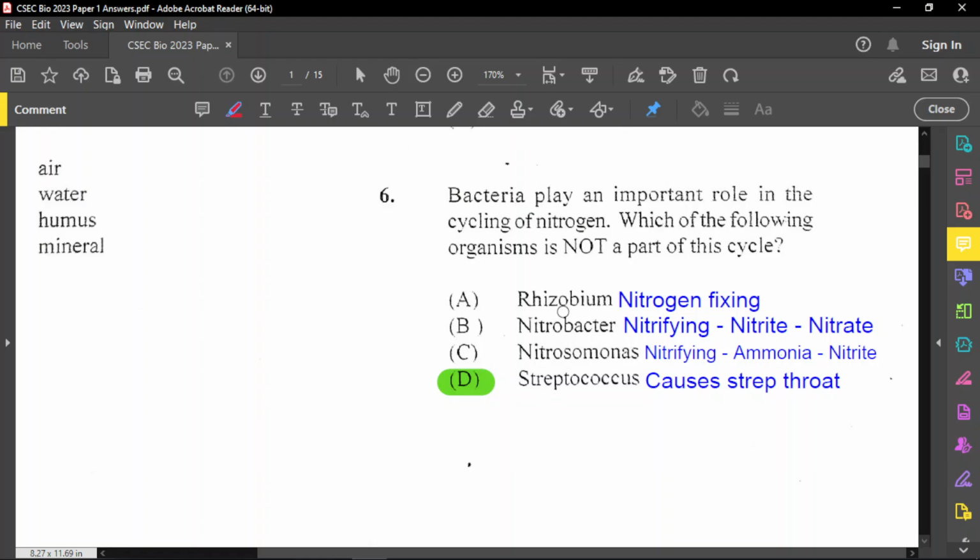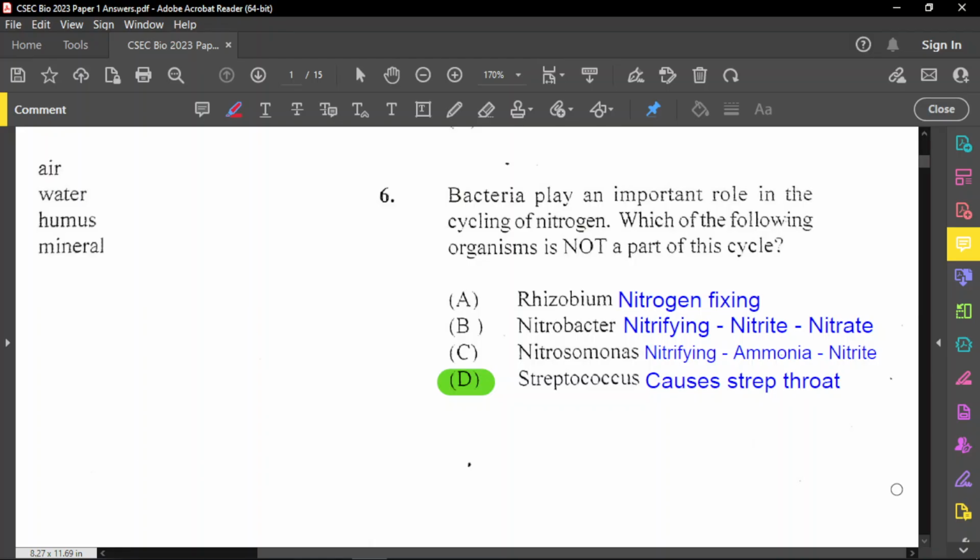So rhizobium is a nitrogen fixing bacteria that converts nitrogen gas into nitrates. We have also the nitrobacter, which is a nitrifying bacteria that converts nitrites into nitrates. And we also have the nitrosomonas, which are the nitrifying bacteria as well. Those convert ammonia into nitrite.